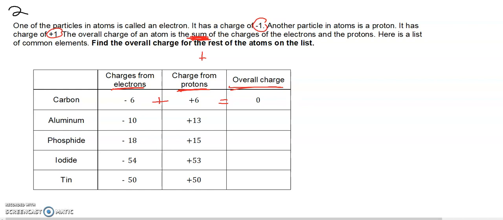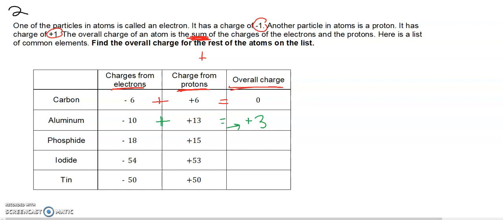All right, let's look at aluminum. Aluminum has 10 electrons, so it has -10 charges from electrons, and then it has 13 protons. So when we're adding these together, because we are talking about the sum, we have a -10 plus a +13. That is going to leave you with a +3. Yes, you do need to have this positive sign. Kind of important.